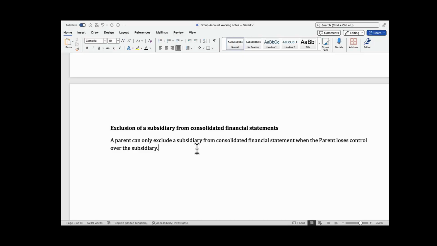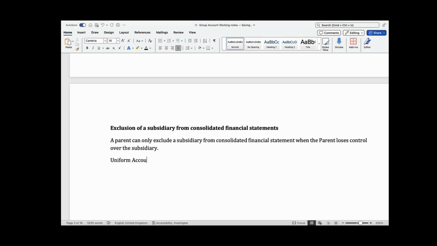So this is intentional because there are some companies that before now they would just exclude a subsidiary from consolidated financial statements just because they wanted to, or because they believed the subsidiary was a loss-making entity, or the subsidiary would not make their financial report look presentable. So they would exclude it. Now, with this standard, that's not allowed. You can only exclude a subsidiary when you lose control of that subsidiary.